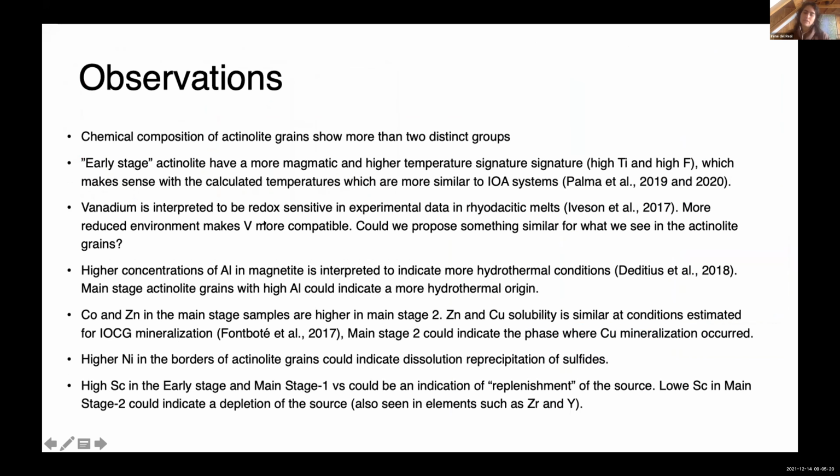So here are some observations. And again, this is work in progress. I'm actually working on this manuscript now. So this is why I wanted to show it: we see that the chemical composition of actinolite grains shows more than 2 distinct groups. So it's more complex than we thought initially.